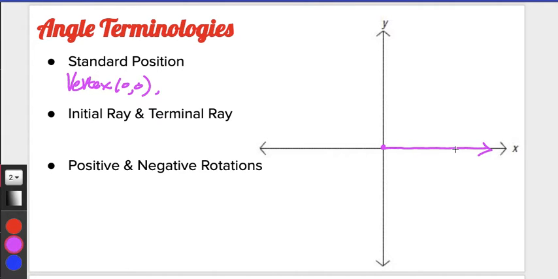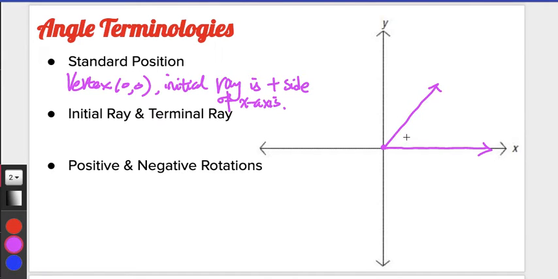This ray is a fixed ray, and we consider this the initial ray. The initial ray is the positive side of the x-axis. So we always start in this position, and then we keep rotating the other ray to determine how big the angle is. For example, I can rotate this way. This is another ray here. I can even put this ray in this position, or in this position.